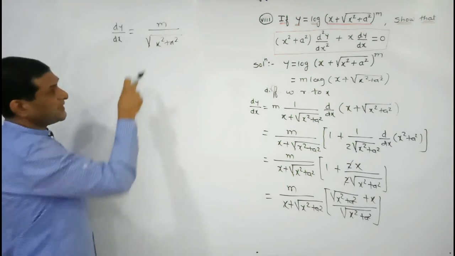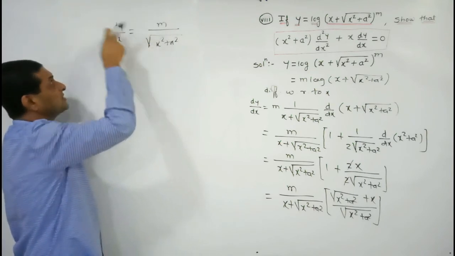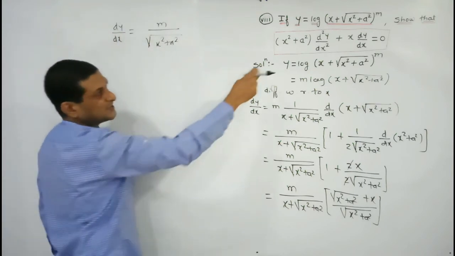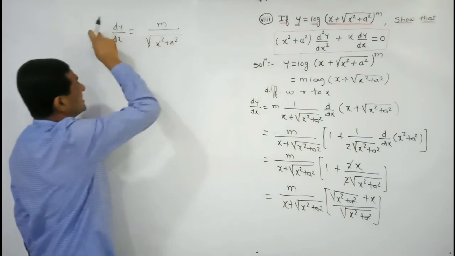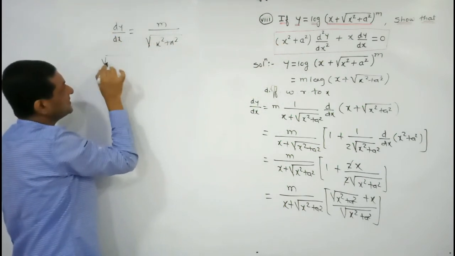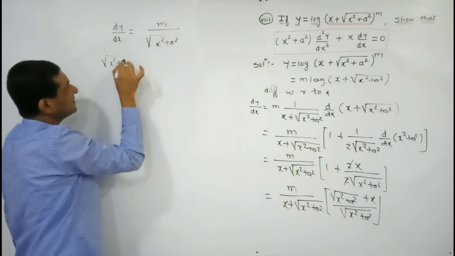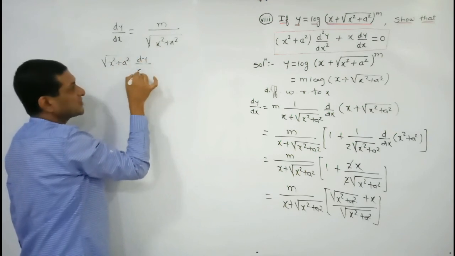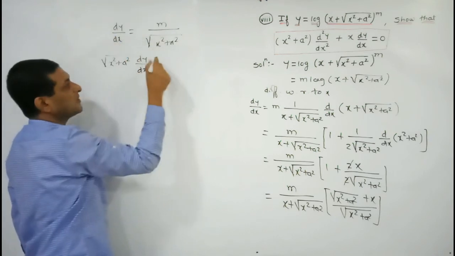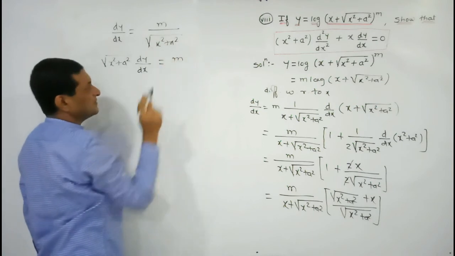Now I am shifting this term to this side, because if you observe this result, this term appears on this side. So on this side we will get under root x square plus a square into dy by dx. So this term will get multiplied on this side. On this side the remaining term is m.